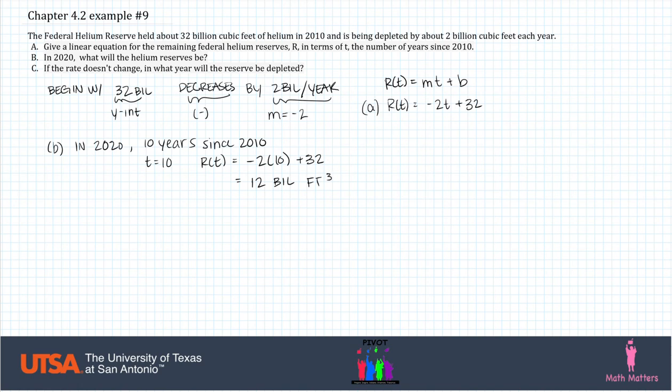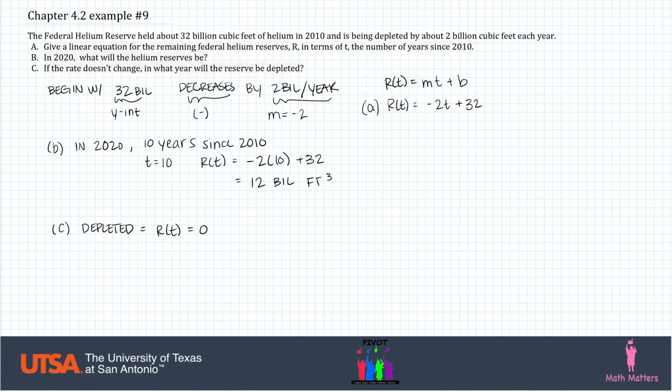cubic feet left. And then part C asks, if the rate doesn't change, meaning it remains linear, in what year will the reserve be depleted? So we have to interpret what this means. For it to be depleted means that the reserves are just completely empty, so 0. For what T is R of T 0?